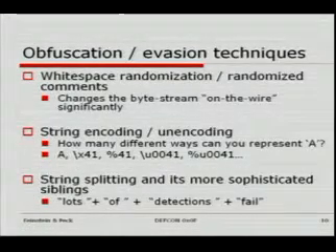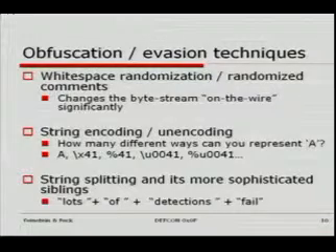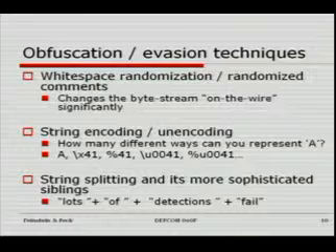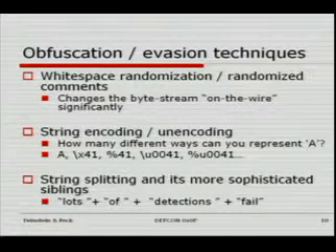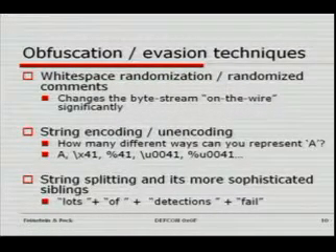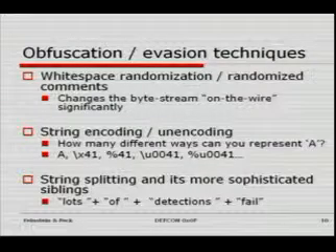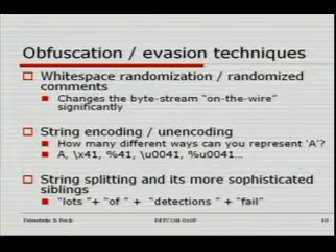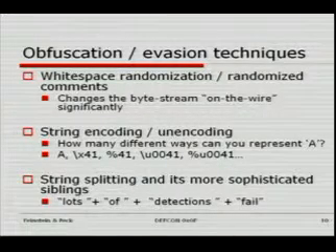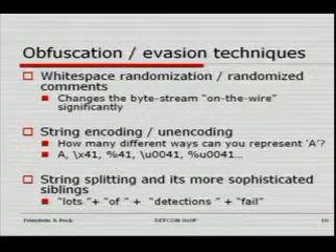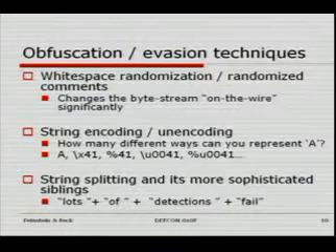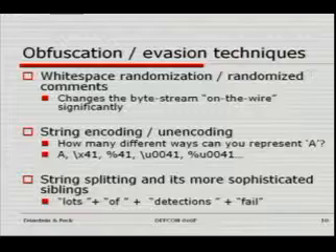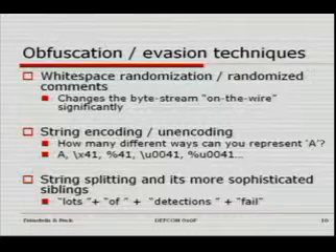So now we're going to move into talking about some of the obfuscation and evasion techniques that are used by JavaScript to hide what the actual exploit is doing and really evade IDS, IPS, and all sorts of other detection mechanisms. There are a variety of evasion and obfuscation techniques that are typically used in the wild and that we see in JavaScripts. Probably the simplest to understand and the simplest to implement is white space randomization or randomized comments.